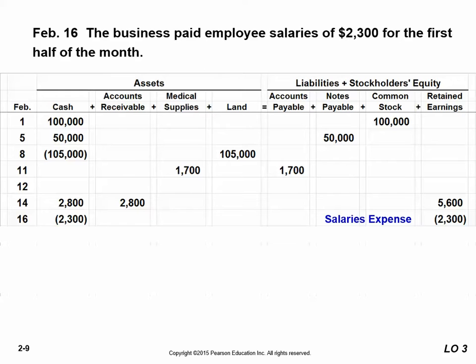On February 16th, the business paid employee salaries of $2,300, so cash will decrease and equity will decrease because expenses reduce retained earnings.